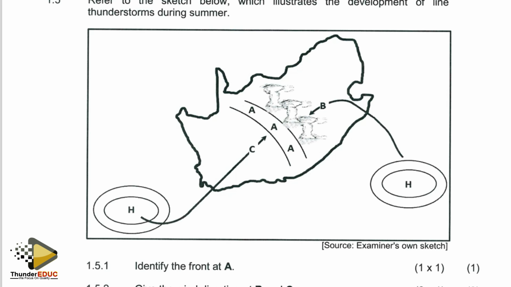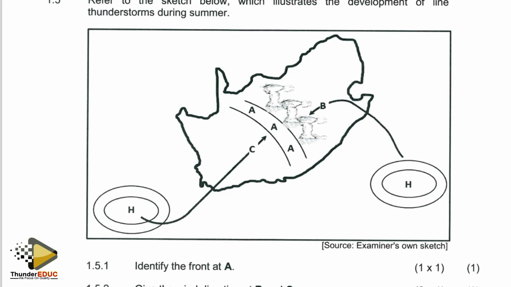Because of intense heating, the ground is intensively heated, and it results in rising air, creating a low pressure over the interior. So we have the existence of the low pressure cell over the interior, and remember we have our two high pressure cells over the Atlantic and over the Indian Ocean, and the resultant effect is that there will be a pressure gradient between the South Atlantic high pressure cell and the interior, and also there will be a pressure gradient between the South Indian and the interior.